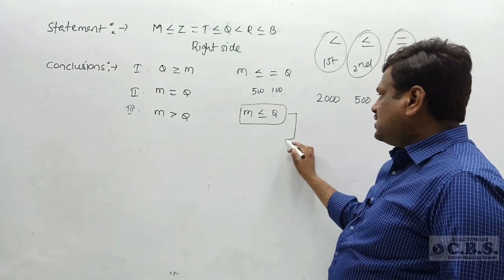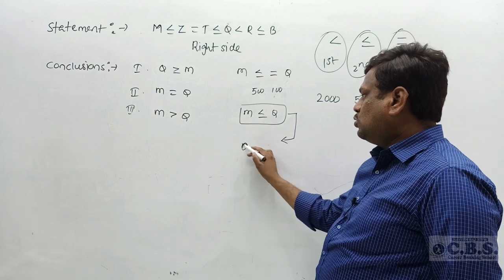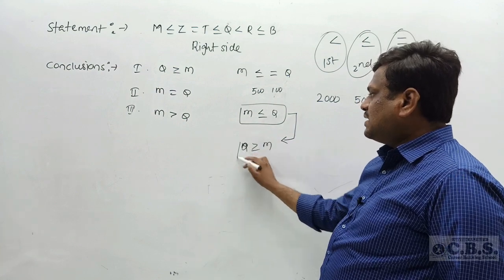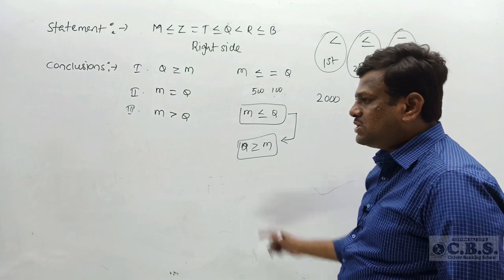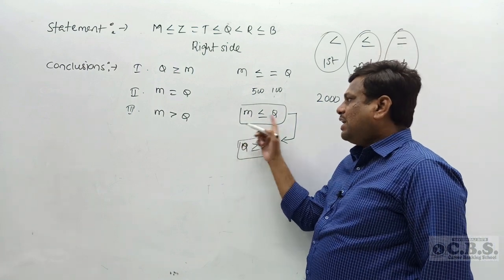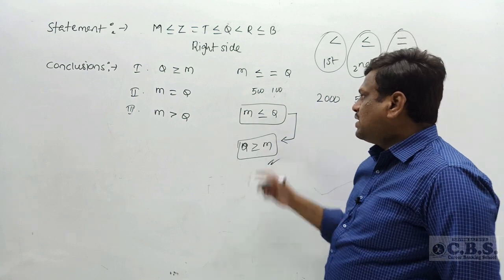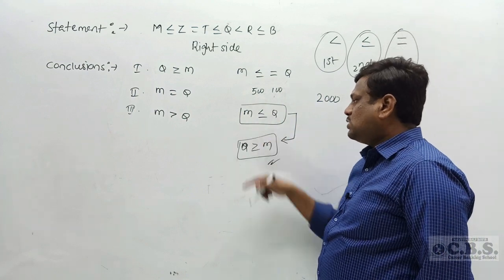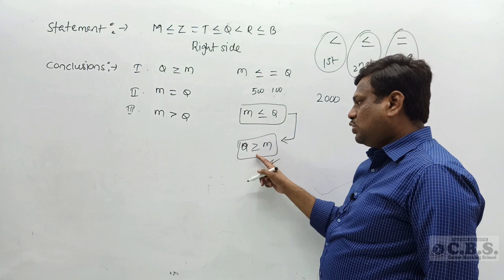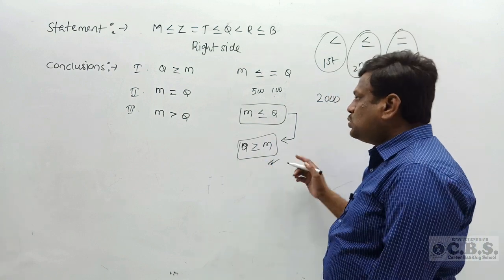And it is possible to convert this to Q more than or equal to M. Yes or no? This is possible to convert without changing the meaning. So here M less than or equal to Q can easily be converted to Q more than or equal to M, as here Q is more than M and Q is equal to M. It's possible. So you can easily convert.